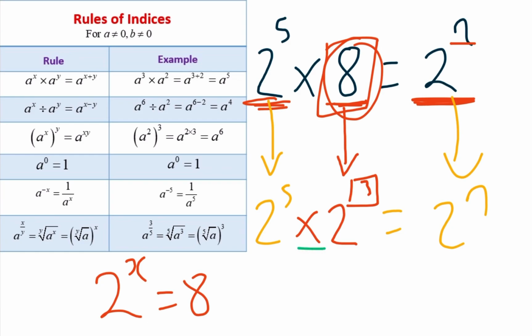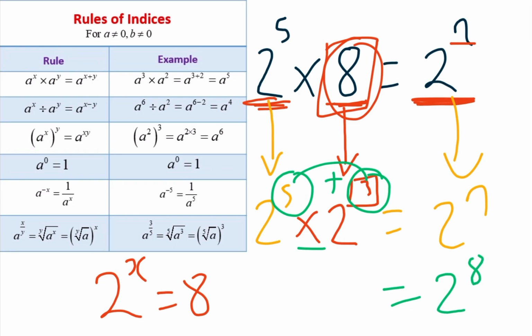What do we do now when it's multiplication? Now that all the bases are the same, we can add the powers. So therefore, 5 plus 3 is equal to 8. Therefore, 2 to the power of 8. Therefore, n is equal to 8.